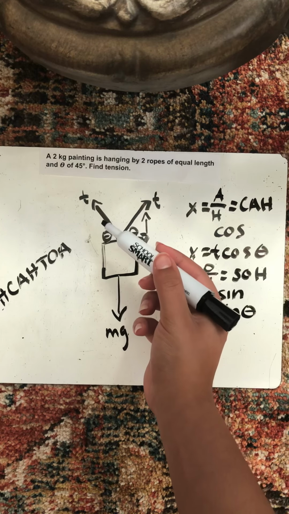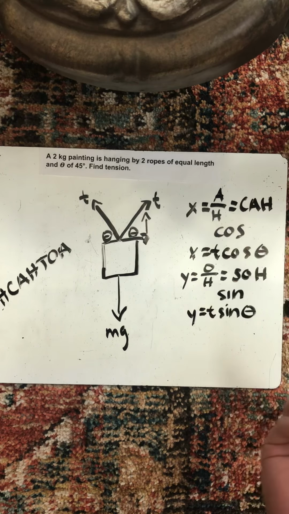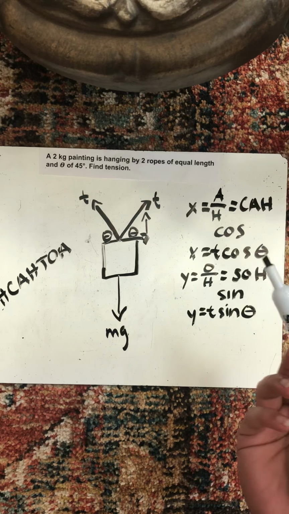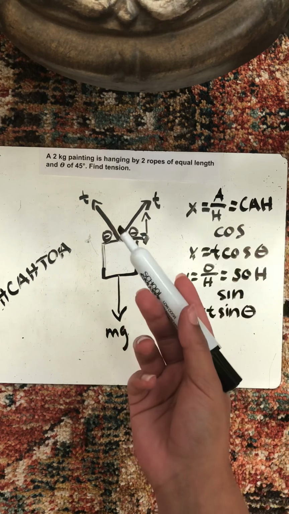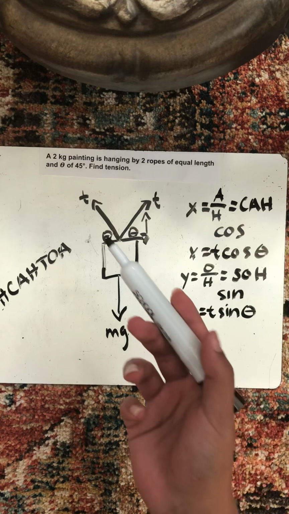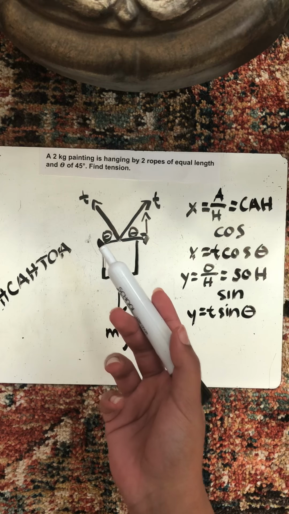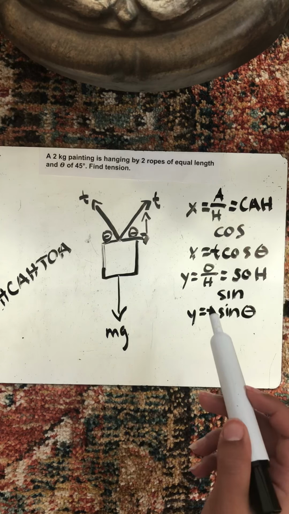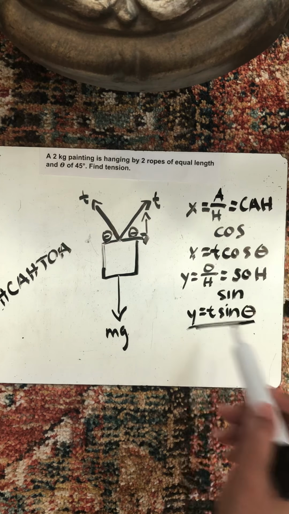If you're wondering about this side, it isn't really relevant because whenever theta is 45 degrees, both angles are going to be equal to one another. So to find x of this side, it'll be T cosine theta, and to find y of this side, it'll be y equals T sine theta.